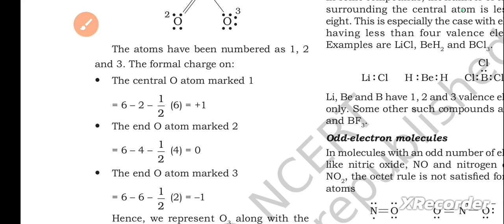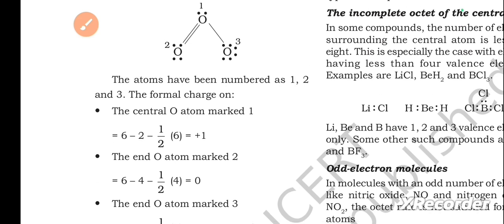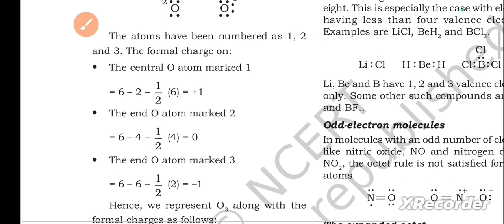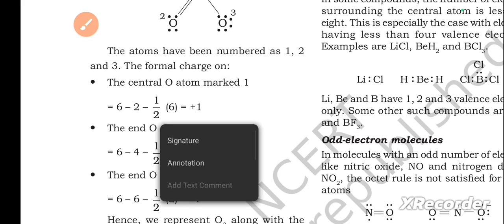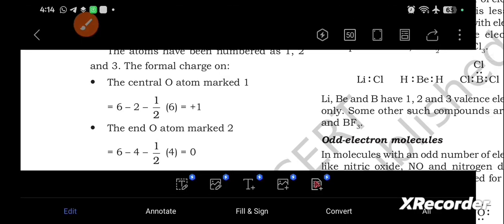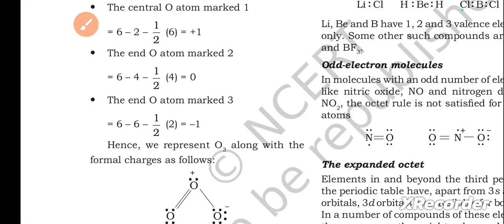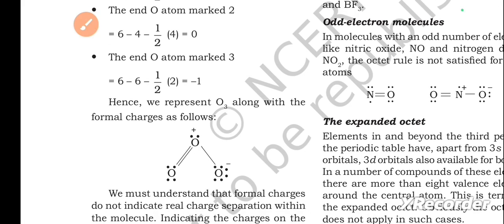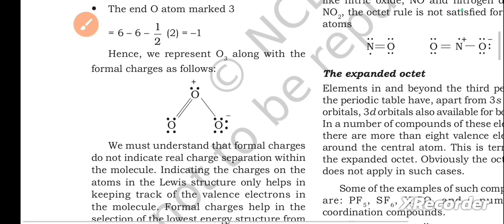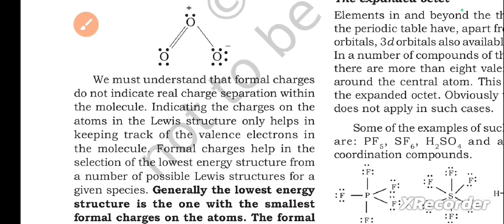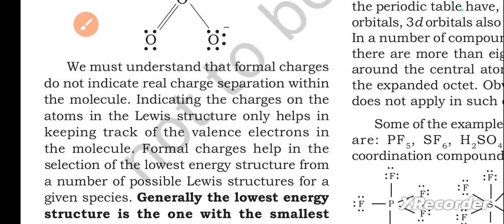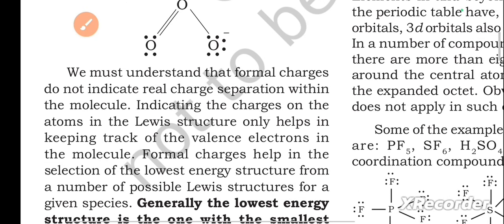The end O atom marked 2 gives rise to 0, the formal charge is 0. The end O atom marked 3 gives minus 1. Hence we represent O3 along with the formal charges as follows. We must understand that formal charges do not indicate real charge separation within the molecule.